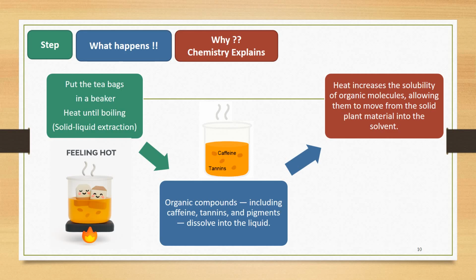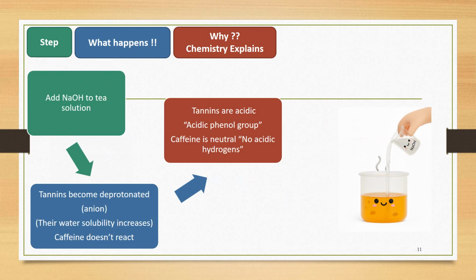Now, this is where a clever chemical trick comes in. Step 2 is adding a base, usually sodium hydroxide, NaOH. The base, why NaOH? Because NaOH is a strong base, and it reacts with those acidic tannins and phenols. It pulls the proton off them, it deprotonates them, and when you deprotonate an acid, it becomes a negatively charged ion, a salt, essentially. And charged things. Charged things love water. They become highly water-soluble.